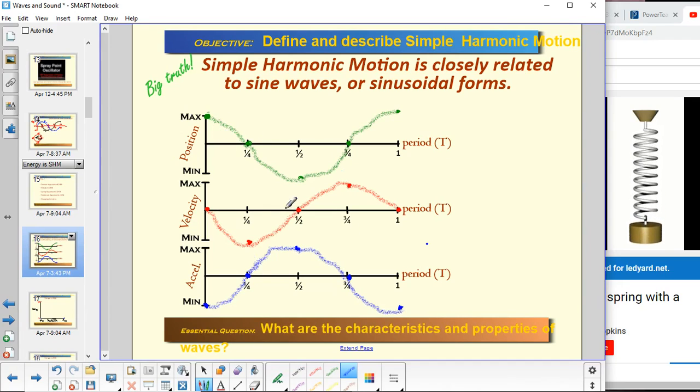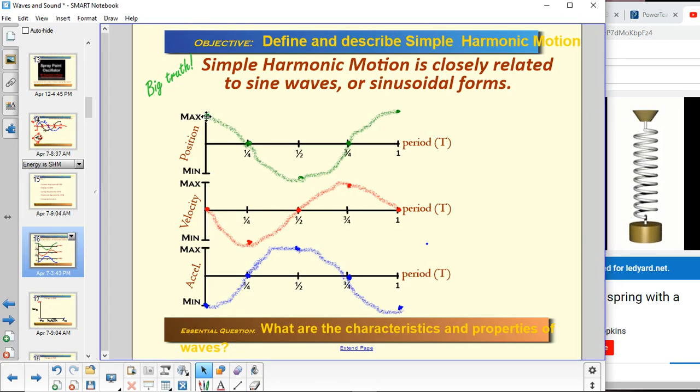Okay, so these are all related. Now, if we want to go all calculus on this, what we can say is that each graph is a derivative of the graph above it. What does that mean? Well, it means that the velocity graph is a graph of the slope of the position graph.